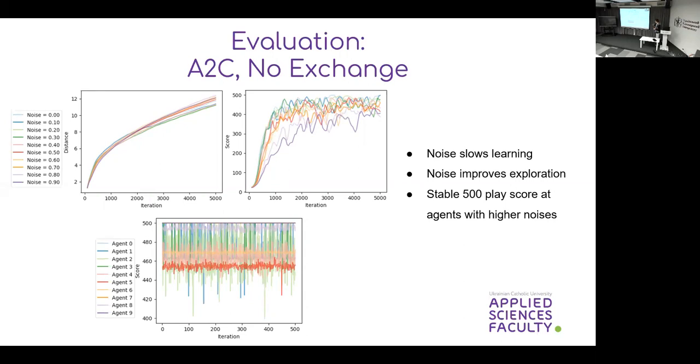And what we can see here is that at the beginning, higher noise slows down the learning procedure, and we can see the same here. But after some period of time, it improves exploration. We can see that this line for the higher noise is getting on top of the other ones.